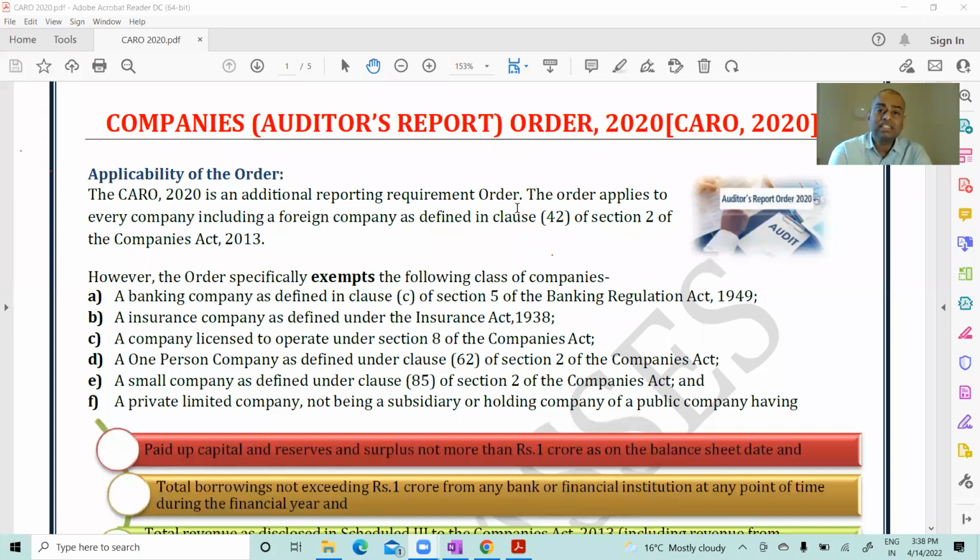Okay, so this is not actually an amendment. CARO 2016 is completely repealed when CARO 2020 came into existence. To begin with, guys, first you need to understand what is CARO, the Companies (Auditor's Report) Order.